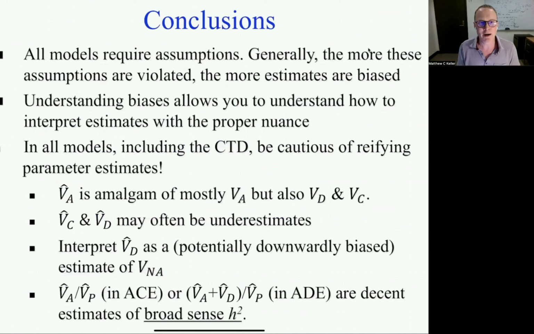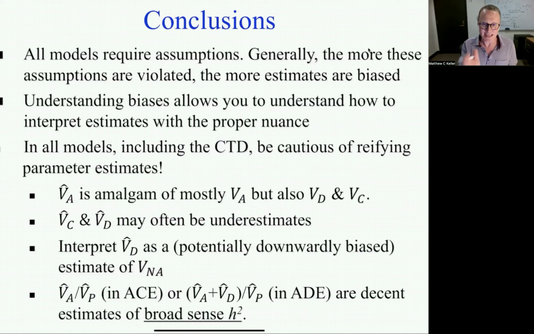So in conclusion, all models require assumptions. Generally, the more these assumptions are violated, the more the estimates you get from the model will be biased. Understanding these biases allows us to understand how to interpret those estimates that we get from those models with the proper nuance. In all models, including in the CTD, be cautious of reifying parameter estimates. VA hat is not a pure estimate of VA for many, many reasons. We really focused on one of those reasons, having to do with not being able to fit everything we want at the same time.